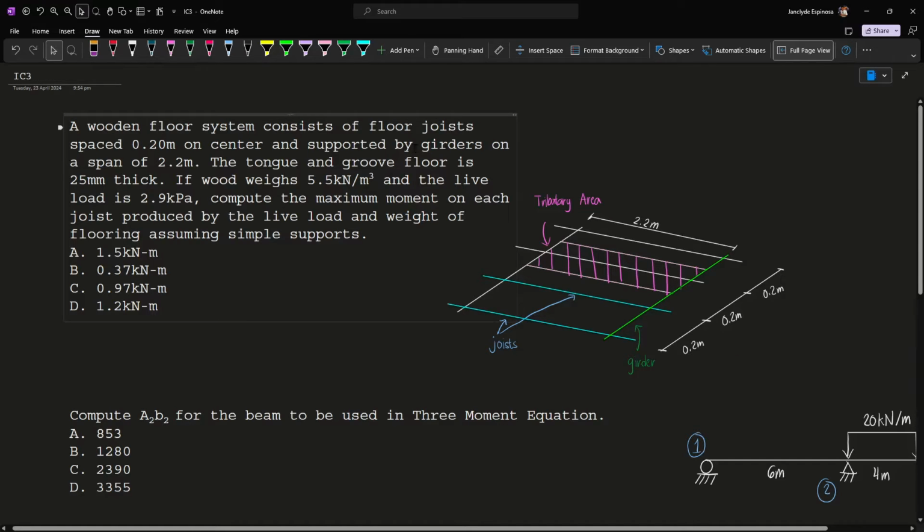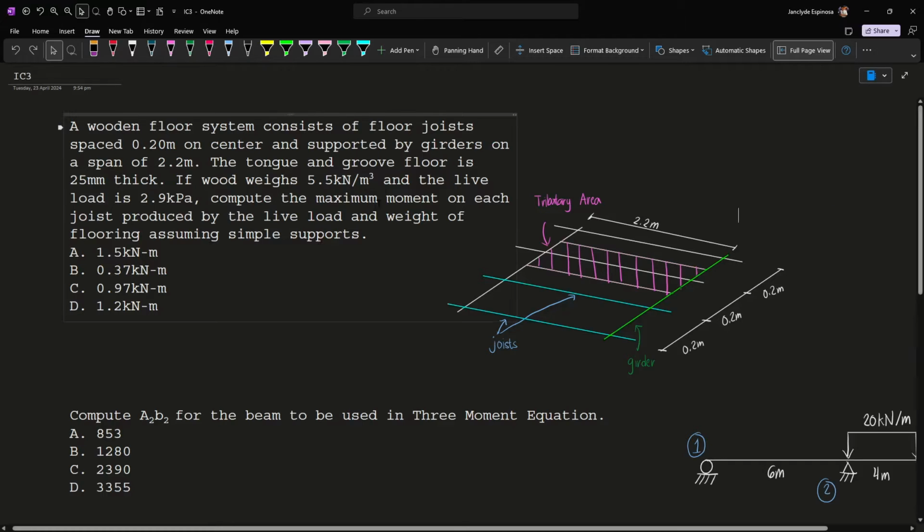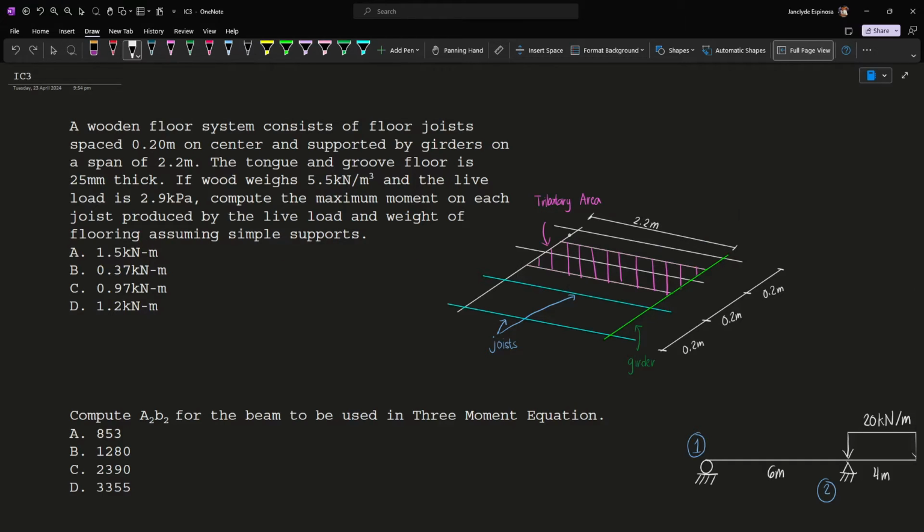And then supported daw siya by girders dito sa gilid, itong naka-green, saka ito rin sa kabilang side. And then the span of the joist is 2.2 meters. Ito yung length ng beam from this point up to this point, in which we'll consider this as a simple support. Now the tongue and groove floor is 25 mm thick, and then if wood weighs 5.5 kN per m cubed and the live load is 2.9 kPa, we have to compute now the maximum moment on each joist produced by the live load and the weight of the flooring. And then we'll just assume that these are simple supports, this one and this one. That's provided by the girder.